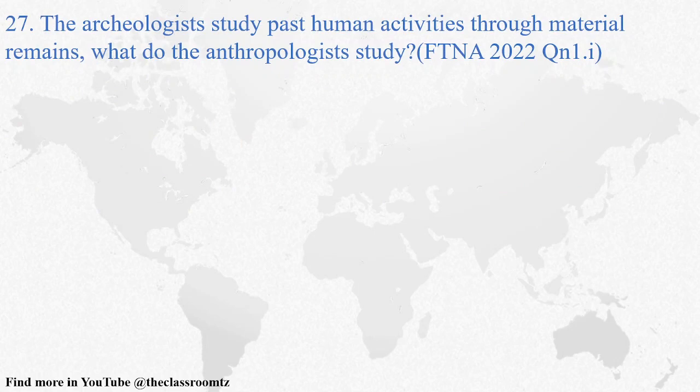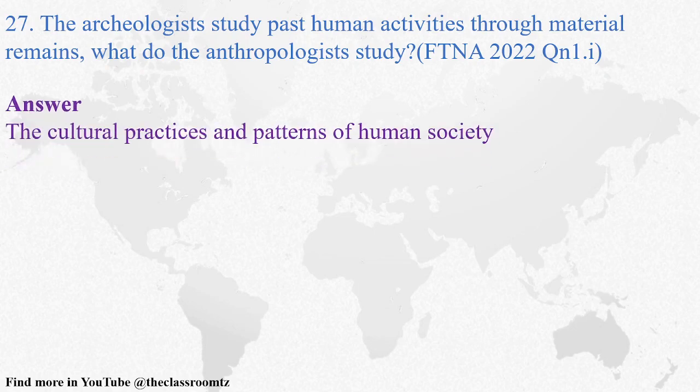The archaeologists study past human activities through material remains. What do anthropologists study? Very good question. From the beginning, we have been speaking about archaeology. But here we got anthropologists. Anthropologists study the cultural practices and the patterns of human society. So if you're learning about the lifestyle, life structure of a certain community, that is all about anthropology, and you are an anthropologist. That was 2022, question number Roman 1.